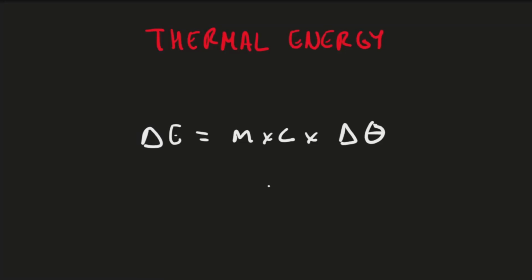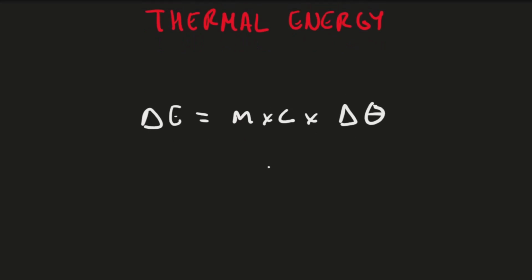Okay, so the final type of energy we're going to look at where we need to know the equation is thermal energy. So we can actually see how energy changes within a system or an object when the temperature changes by calculating the thermal energy, well, that's actually within the system or the object. And so over here, we've got the change in thermal energy.